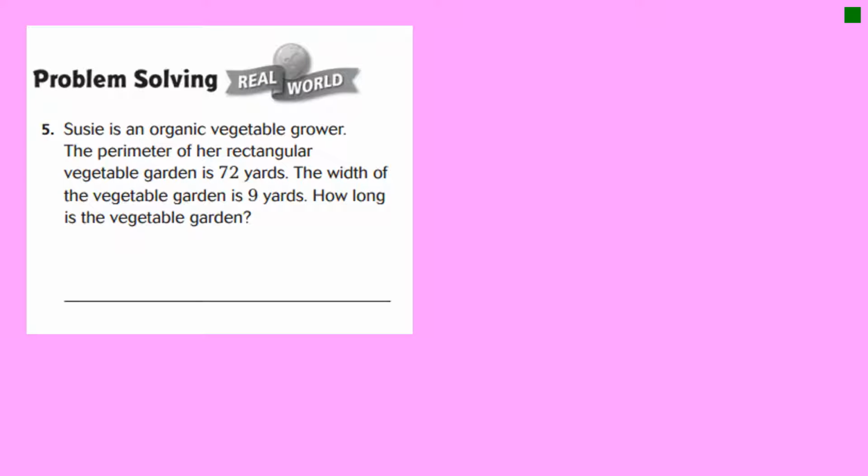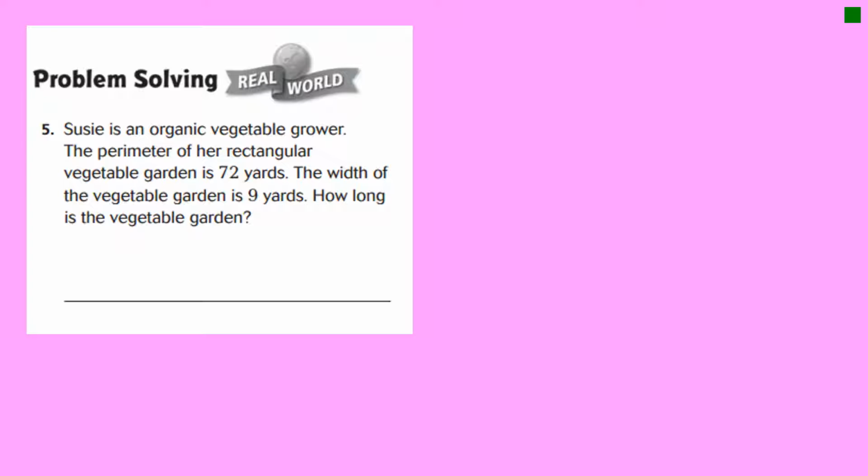All right, this one's down at the bottom. Susie is an organic vegetable grower. Oh, that means she doesn't use any pesticides on her vegetable garden. She doesn't use any chemicals to kill the bugs or to fertilize or anything. The perimeter of her rectangular vegetable garden is 72 yards. The width of the vegetable garden is 9 yards. How long is the vegetable garden?